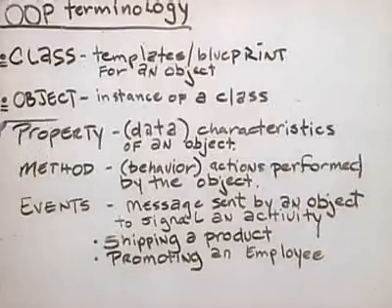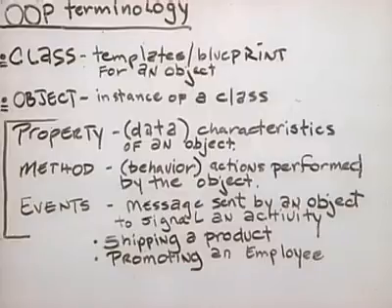Now there are three characteristics of an object: properties, methods, and events. Properties really represent the data of the object. It's the characteristics. Methods really represent the behavior of the object. These are actions that are performed by the object itself. And events. These are events that occur.